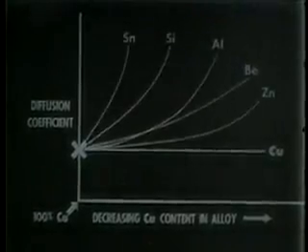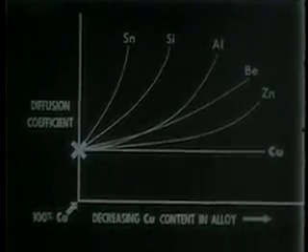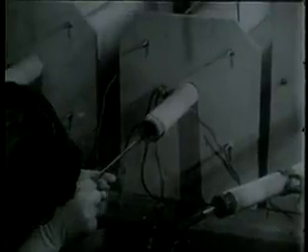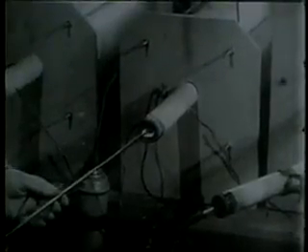This graph shows some of the data that can be obtained. Point X represents the diffusion rate of copper into copper. The other values show the diffusion rates of copper into various copper alloys. Thus, the radioisotope opens up a field of inquiry not readily approachable by any other means.